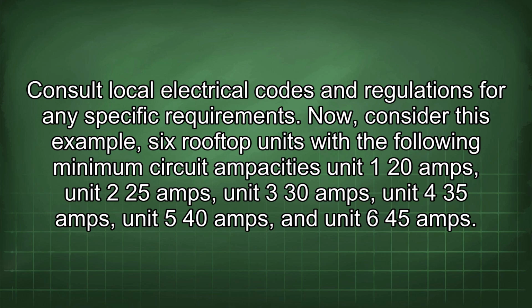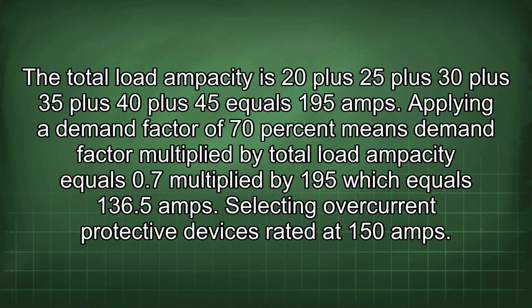Now, consider this example: 6 rooftop units with the following minimum circuit ampacities: Unit 1 20 amps, Unit 2 25 amps, Unit 3 30 amps, Unit 4 35 amps, Unit 5 40 amps, and Unit 6 45 amps. The total load ampacity is 20 plus 25 plus 30 plus 35 plus 40 plus 45 equals 195 amps. Applying a demand factor of 70% means demand factor multiplied by total load ampacity equals 0.7 multiplied by 195, which equals 136.5 amps. Selecting overcurrent protective devices rated at 150 amps.